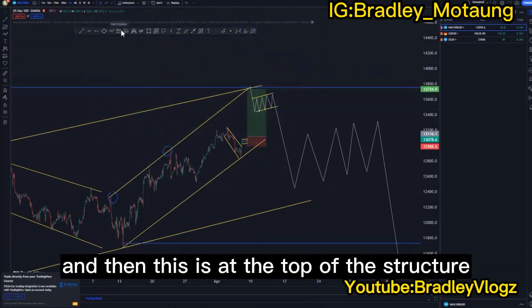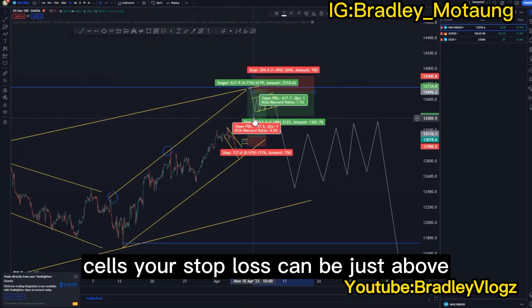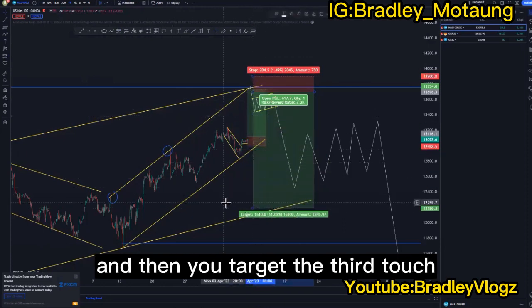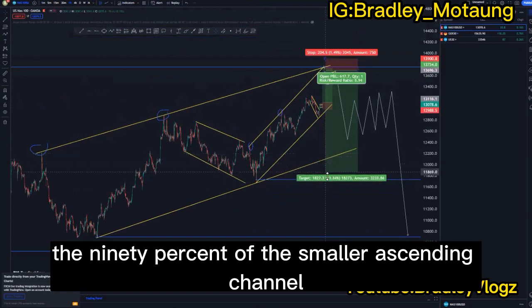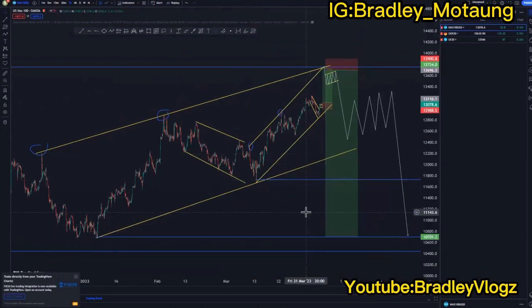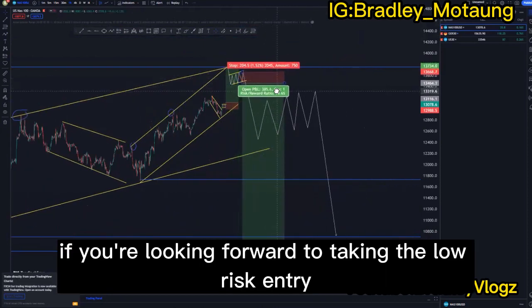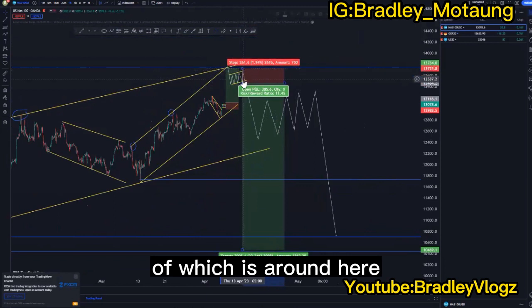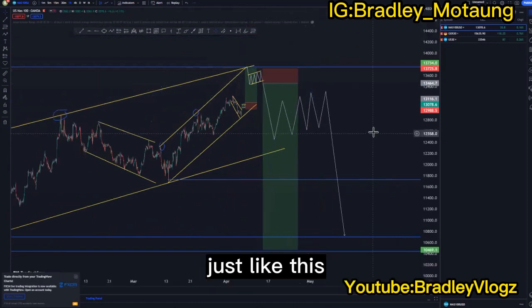And then this is at the top of the structure. Sells, your stop loss can be just above, and then you target the third touch, the 90% of the smaller ascending channel, and then the overall target would be around 14%. And then if you're looking forward to taking the low risk entry, which is around here, your stop loss can be just above, and then your entry can be just a few pips below, just like this.